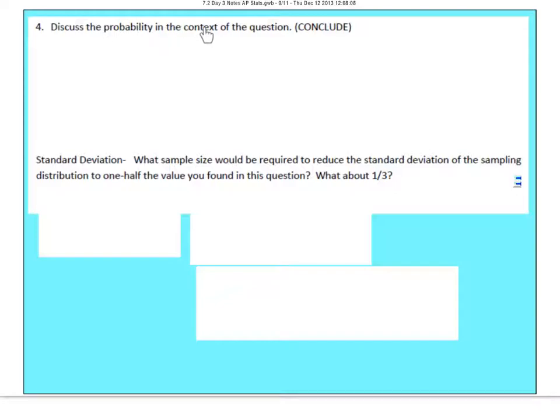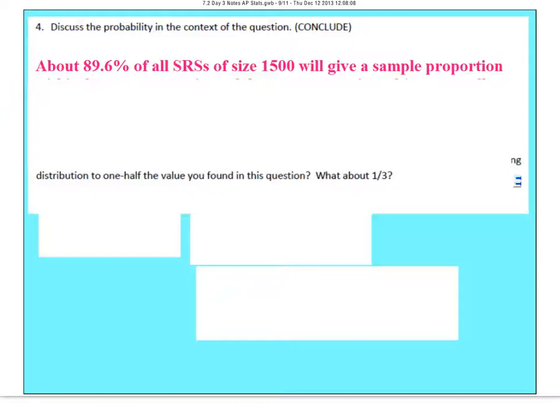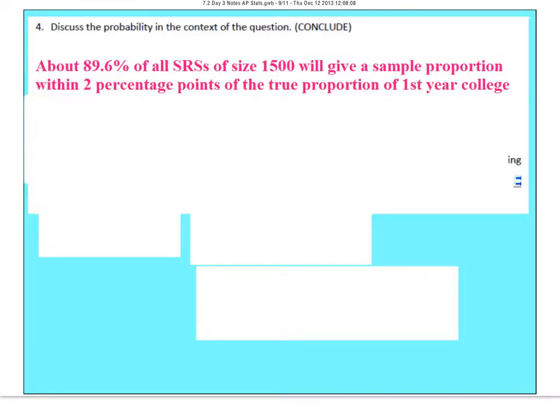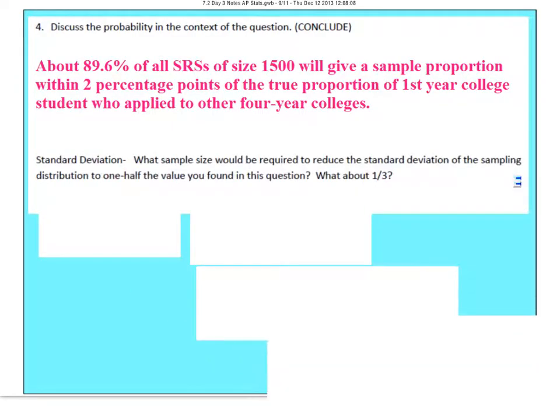Number 4 is a good review. Discuss the probability in the context and make your conclusion. We said the answer was 89.6%. So what I'm going to say is about 89.6% of all SRSs of size 1,500 will give a sample proportion within 2 percentage points of the true proportion of first-year college students who applied to other four-year colleges. It's incredibly wordy, but that is the context of our true population that we're looking at.